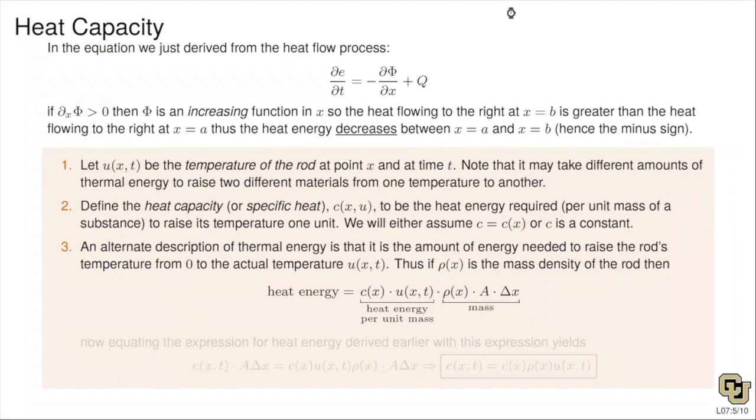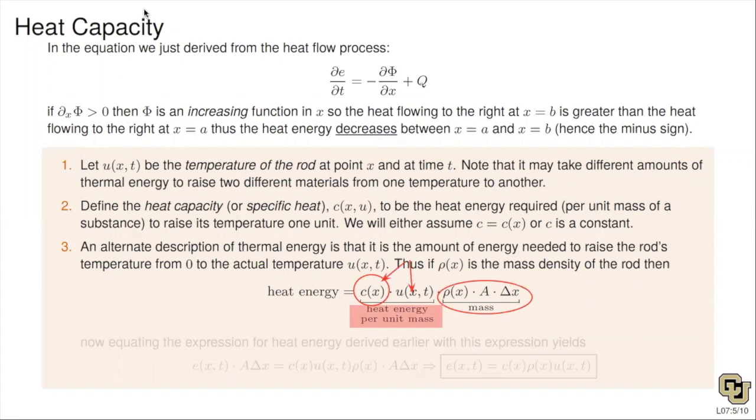Then I claim another expression for the heat energy is c of x times u of x,t times rho times A delta x. Here I think of c times u as the heat energy per unit mass. The way I interpret it is, c of x describes the amount of energy, tailored to that material. c of x takes into account the material properties, and u of x,t is the temperature. So the material properties combined with the temperature describe the heat energy per unit mass. And then we multiply that by the mass. Here, this is just density times volume.